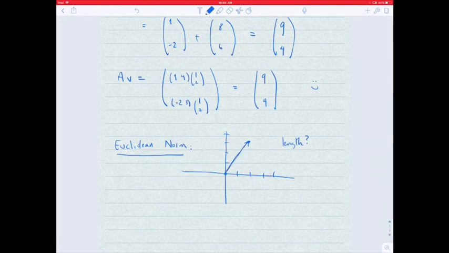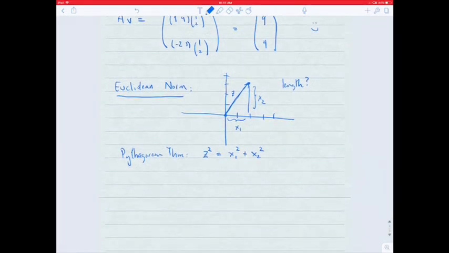And by the Pythagorean theorem, this is equal to this squared plus this squared. So let me call this distance z, and this x1 and x2. So the Pythagorean theorem tells us that z squared is equal to x1 squared plus x2 squared. And therefore the length, z, is equal to the square root of x1 squared plus x2 squared. This is exactly the definition of a Euclidean norm. We can define it in 2 dimensions, just like I did here, or in higher dimensions.